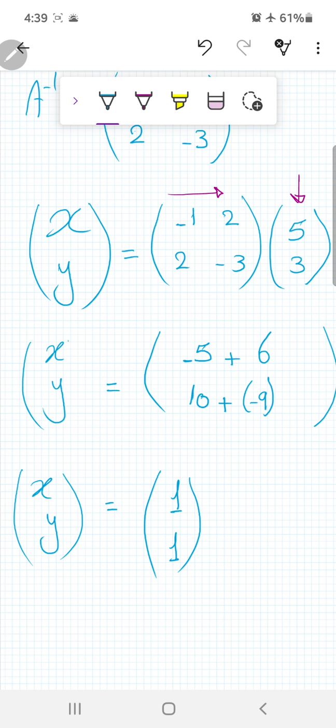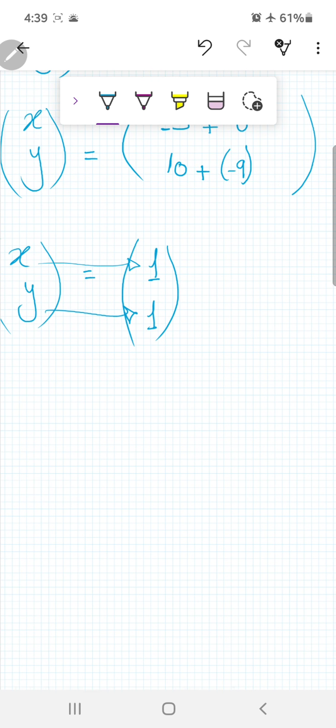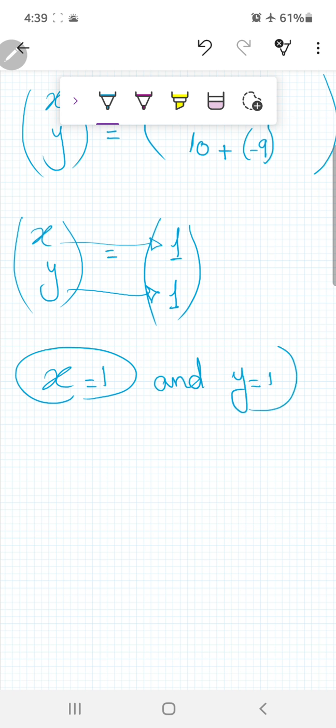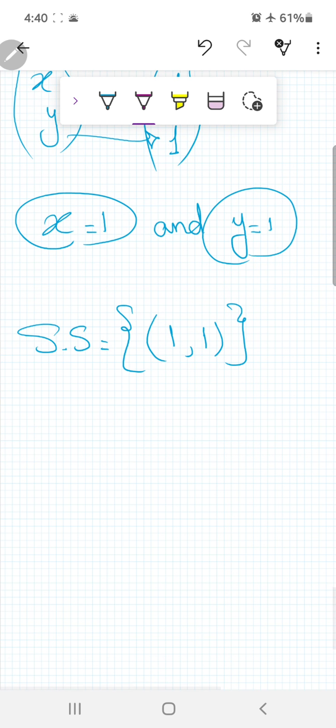So here the value of x equals 1. The value of y equals also 1. Okay, so here we have x equals 1 and also y equals 1. Don't forget to write the solution set. The set of ordered pair 1 and 1. Okay, thank you.